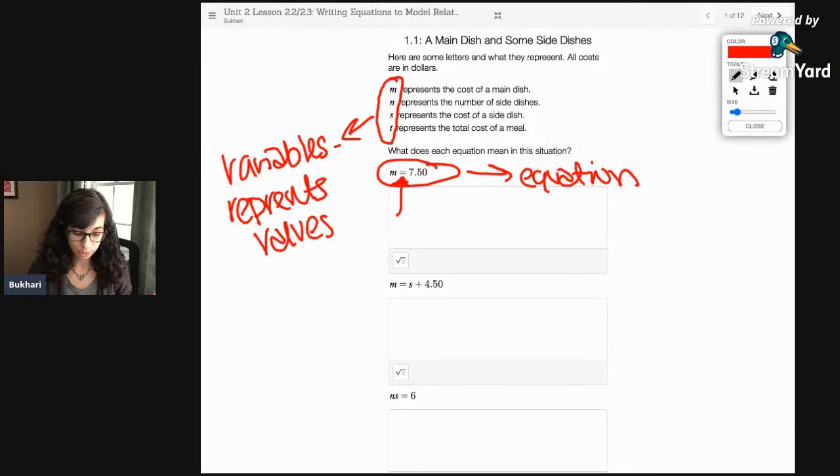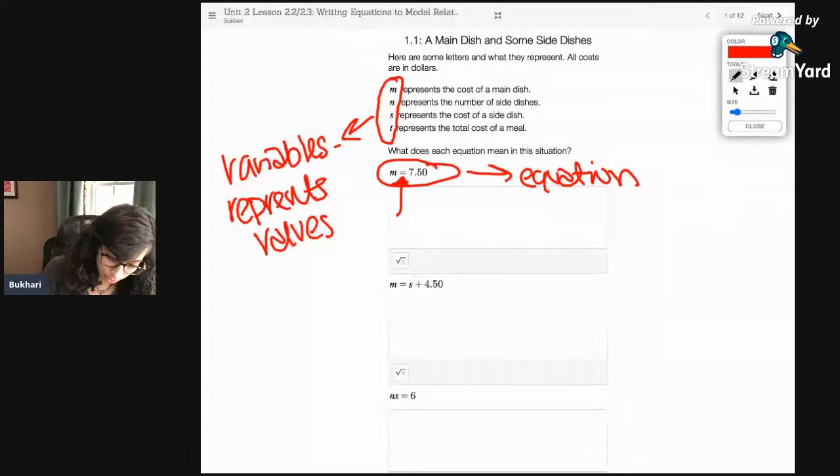And so here's a situation that we're looking at in the beginning, where we're looking at some letters and what they represent, right? M represents the cost of a main dish, N represents the number of side dishes, S represents the cost of a side dish, and T represents the total cost of a meal. And so I've given you 3 equations here, and the question is, okay, what does each equation mean in this situation? And so that's when you want to connect all your dots together. The hardest part about working with our equations is understanding what the equation is actually saying. And from there, we can move forward.